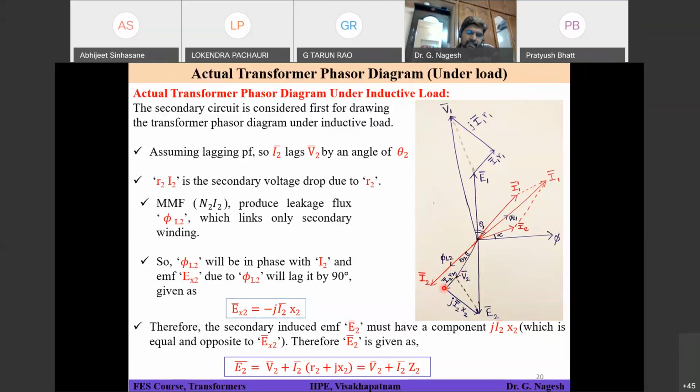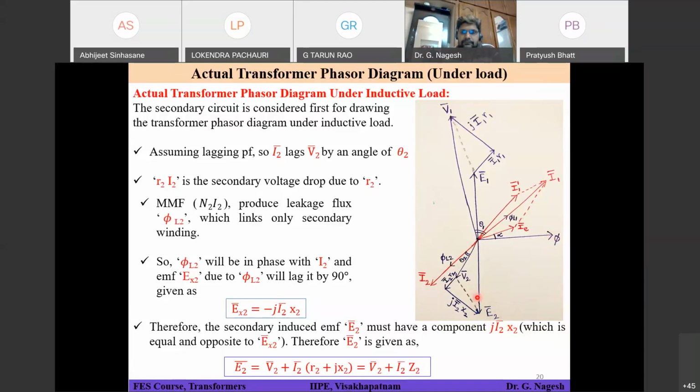The next term is the voltage which comes into the picture because of the leakage flux phi L2. How has phi created an EMF E2 that is lagging phi by 90 degrees? What is this voltage E2? It is a voltage source. We have derived E2 considering it as a voltage source or a voltage drop. That you tell me first.